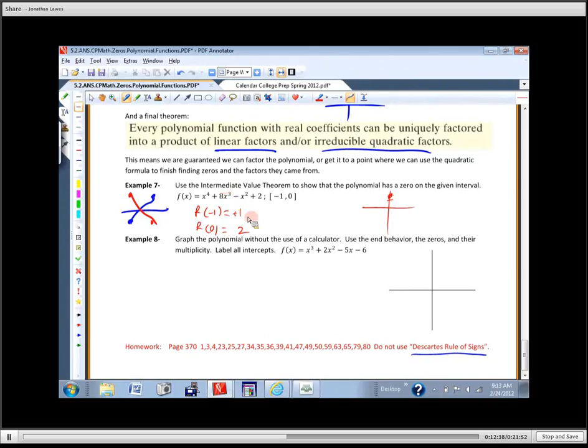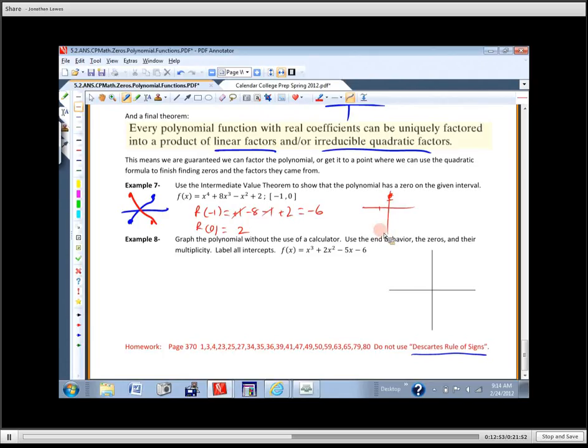-1 times 8, that's going to be a -8. -1 squared is positive 1, but there's a negative out front, so that's going to be a -1 and then plus 2. So if I add those together, I can cross those off. This is going to be a -6.